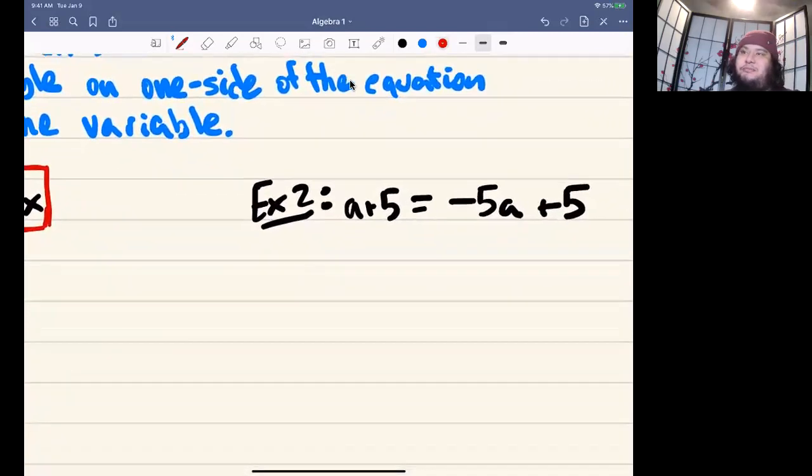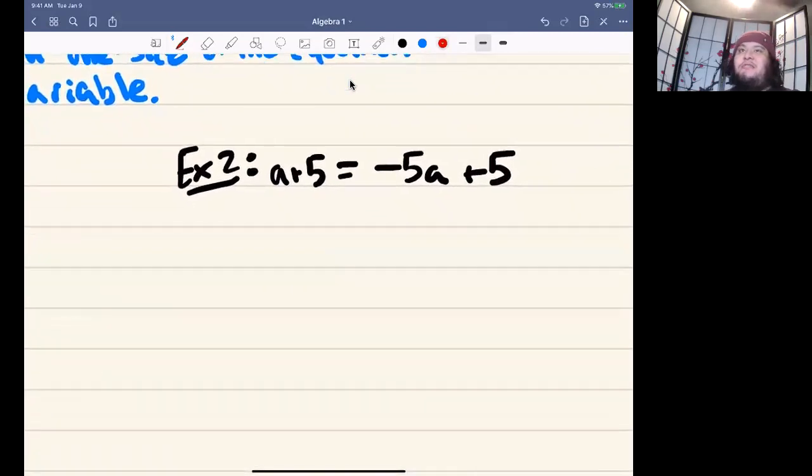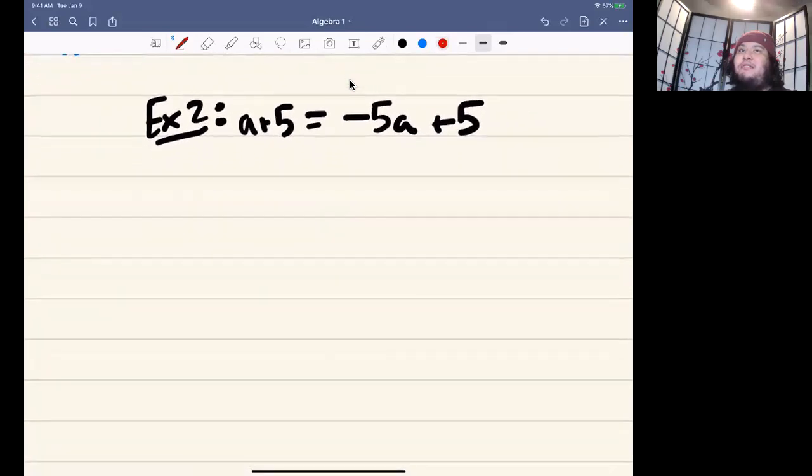Example 2. All right, so first thing we want to do, what is the first thing we got to do? Combine like terms. Are there any like terms on this side or this side? No, because they're on different sides of the equal sign. You cannot combine the like terms, okay? So combining like terms, that's already been taken care of for us.